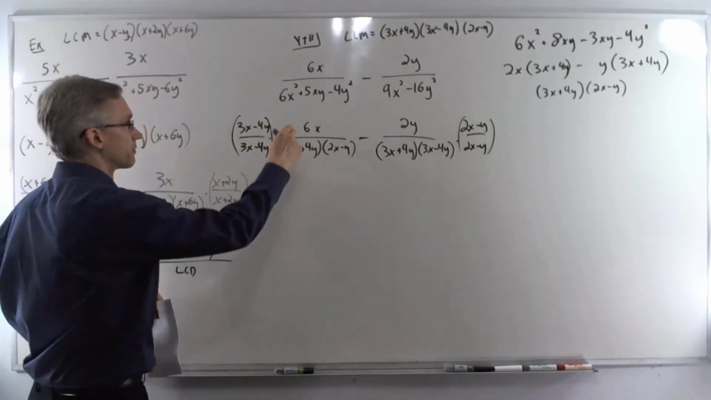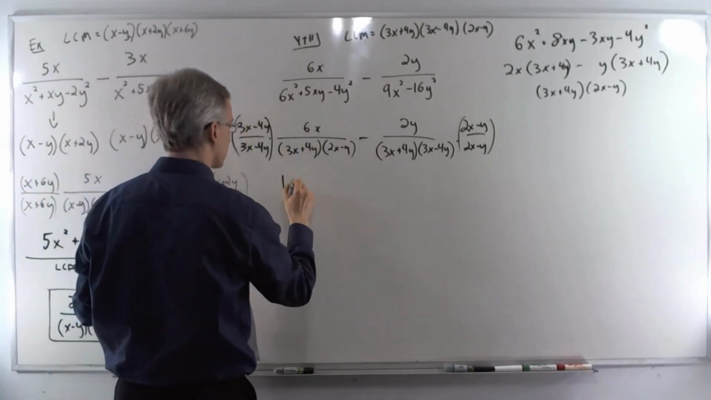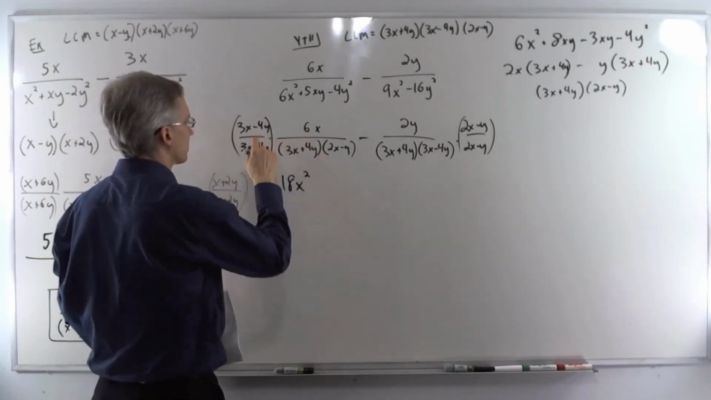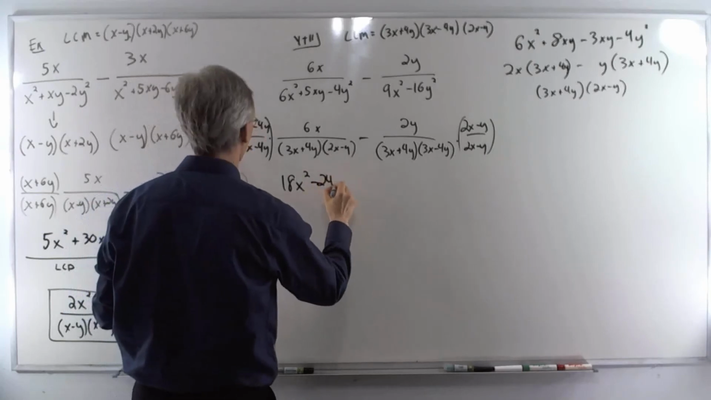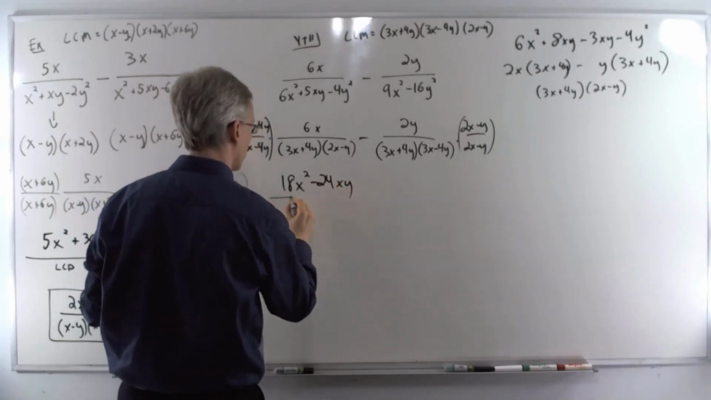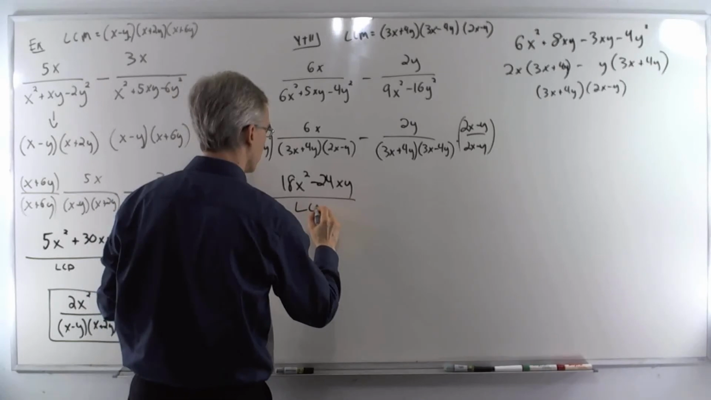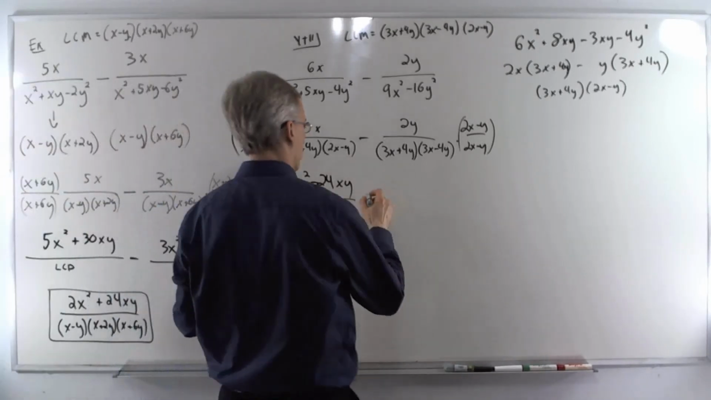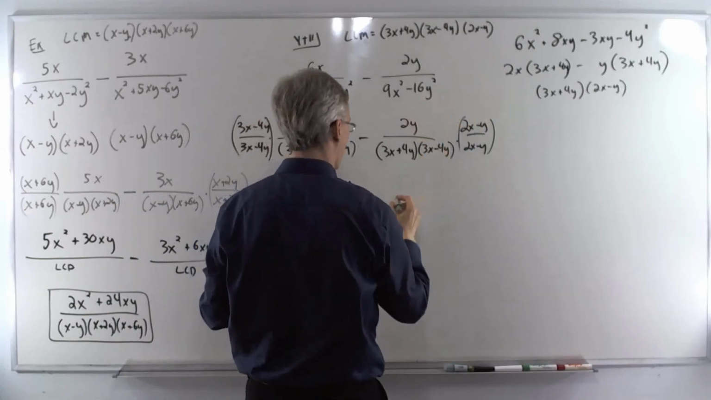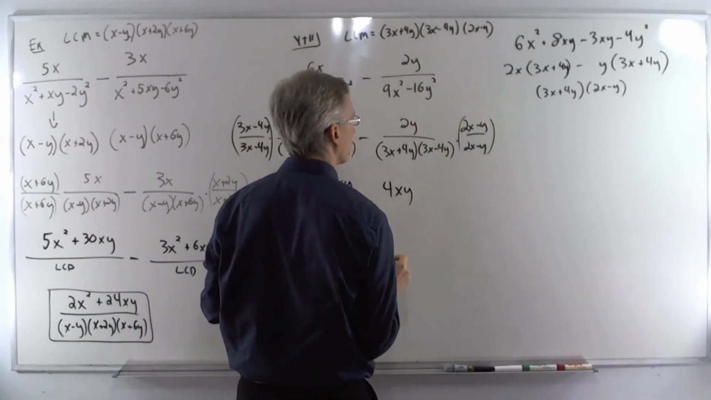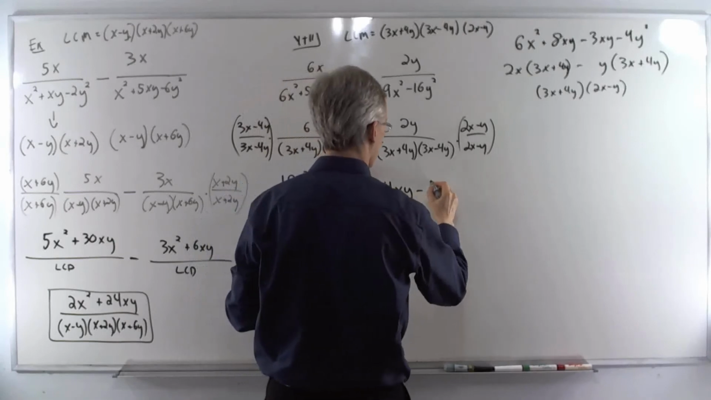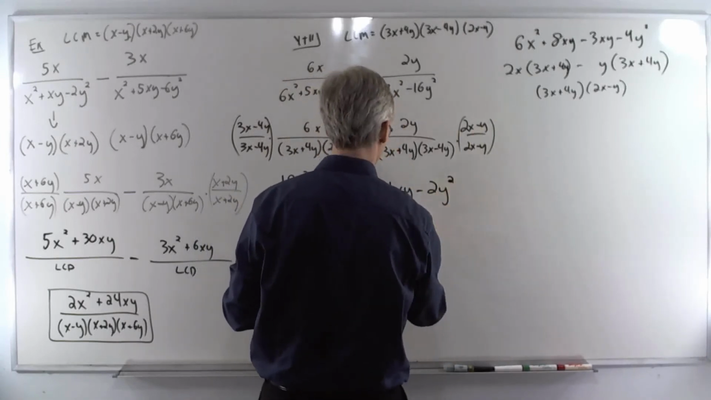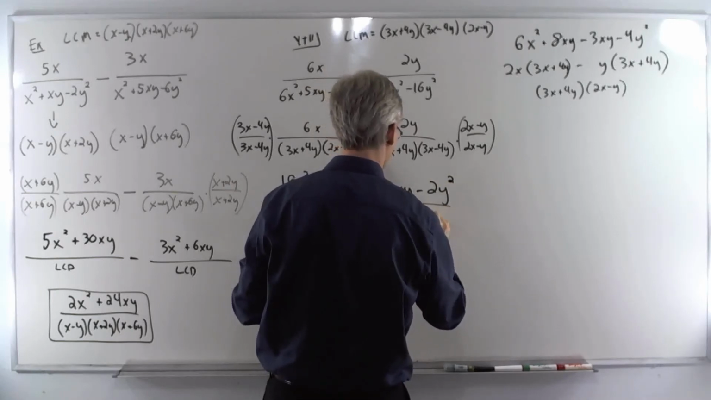Now we can distribute. 6x times 3x is 18x squared. 6x times negative 4y is negative 24xy over our LCM. And you can say LCM, LCD, whatever. Okay, over here. 2x times 2y, that is 4xy minus 2y squared, negative y times 2y over our LCM.